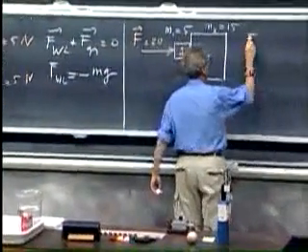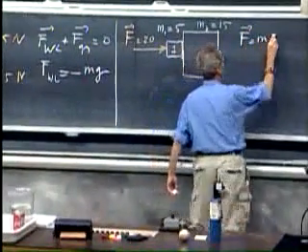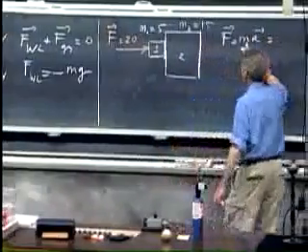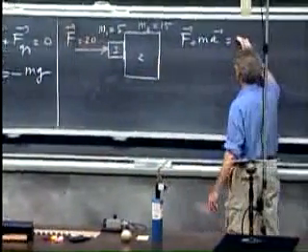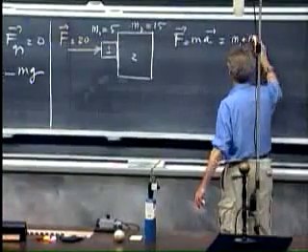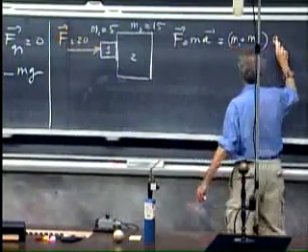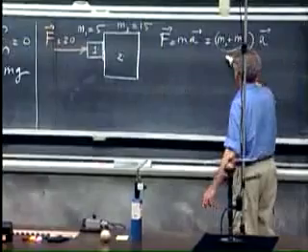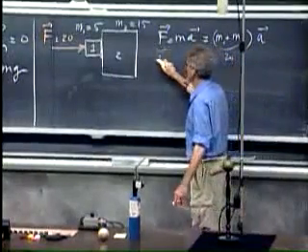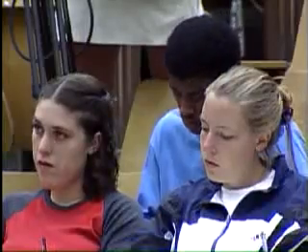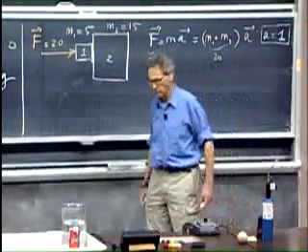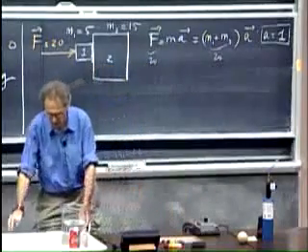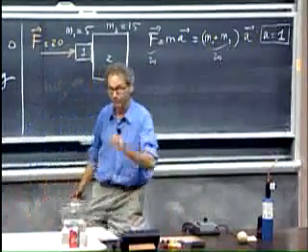F equals ma. Clearly, the mass is the sum of the two. This force acts on both. So we get m1 plus m2 times a. This is 20. This is 20. So a equals 1 meter per second squared in the same direction as F. So the whole system is being accelerated with 1 meter per second squared.